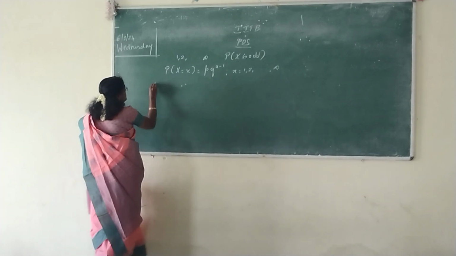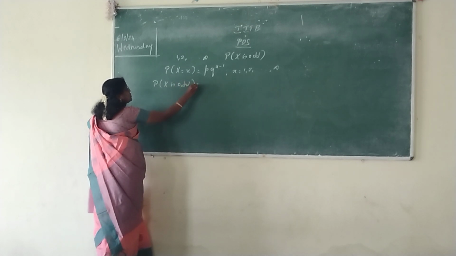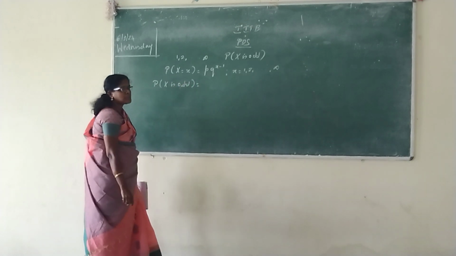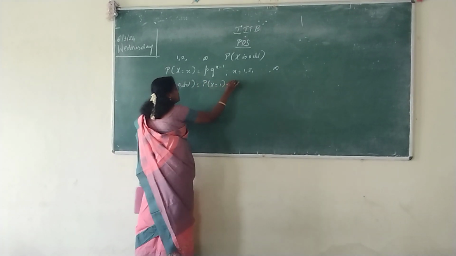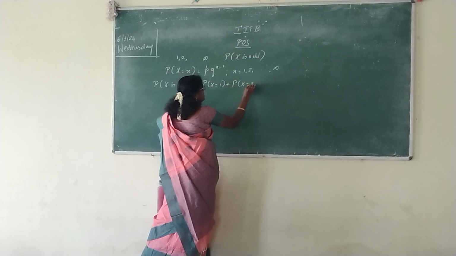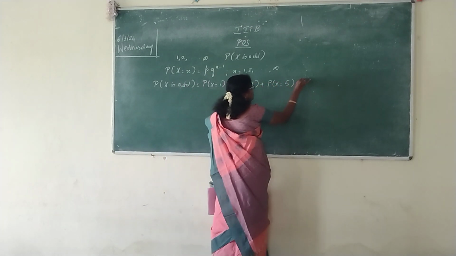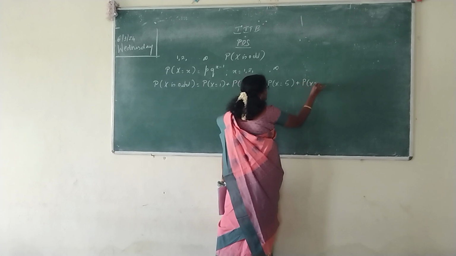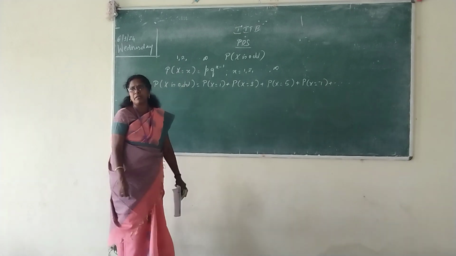Probability of X is odd is equal to, write all the possible odd numbers: probability of X equal to 1 plus probability of X equal to 3 plus probability of X equal to 5 plus probability of X equal to 7 plus etc. up to infinity, because this is going to be an infinite series.